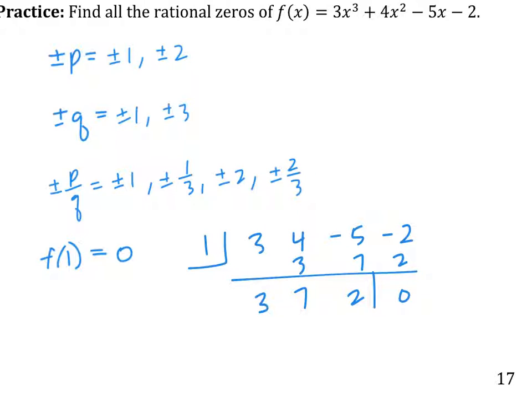Now, if we rewrite this as a polynomial, we would get 3x squared plus 7x plus 2. What should we do at this point to try to find the other 2 zeros? Factor or quadratic formula. Okay, so now that we got to second degree, it's very easy. There's so many different ways we can solve this problem. So go ahead and find the other 2 zeros.